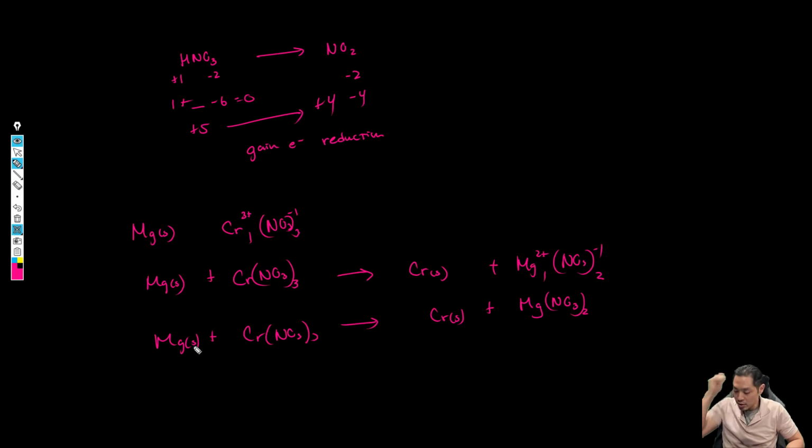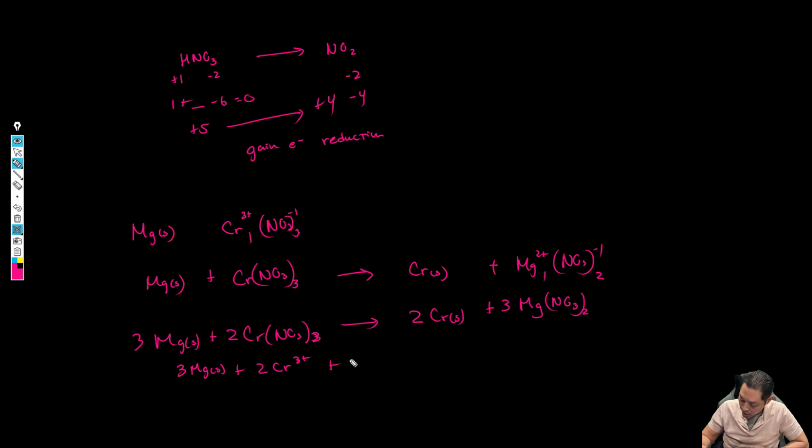So I want to balance the equation. Here you have 2 of these, so we're going to put a 3 here to make a common multiple of 6. Here we have 3 of these, so we'll put 2, then 2, then 3. Now it's balanced, and you want to write the net ionic. So 3 Mg solid plus 2 Cr3+ plus 6 NO3- yields 2 Cr solid plus 3 Mg2+ plus 6 NO3-. So the nitrates are the spectator ions, and then there we have the net ionic.